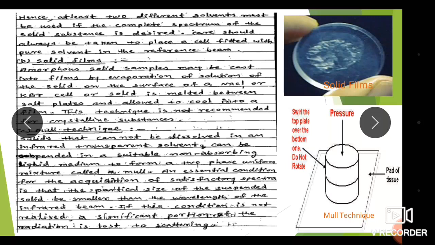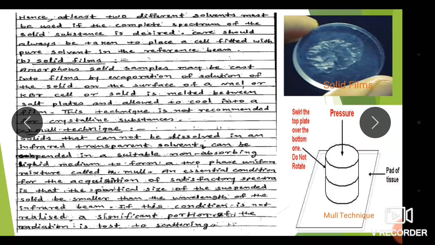So a solution of the amorphous solid is made in a solvent and evaporated on the cell, that is NaCl or KBr. Then we get a thin film of it. Another technique is to melt the solid in between the cell plates and allow it to cool into a film. This technique is not recommended for crystalline substances. It is only for amorphous substances.